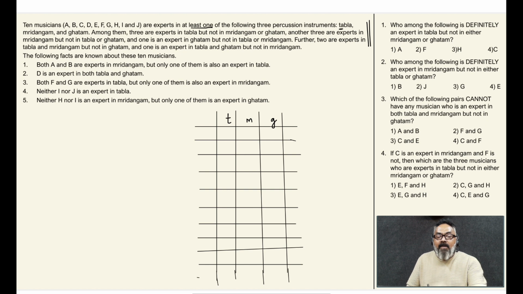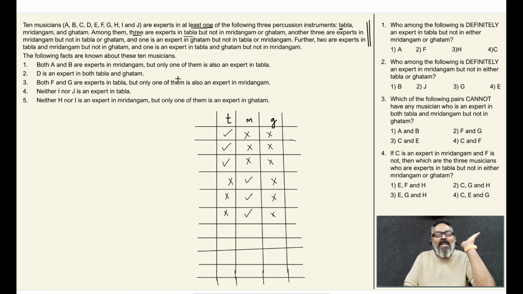Let's take this 10, and on the right hand side I'll just put total. We don't know yet. Basically what I know is that among them 3 are expert in tabla but not in mridangam and ghatam. We'll try and assign them here and keep putting the values based on what is next. Another 3 are expert in mridangam but not in tabla or ghatam. Just do it mechanically. No thinking is happening, just mechanically we are working.